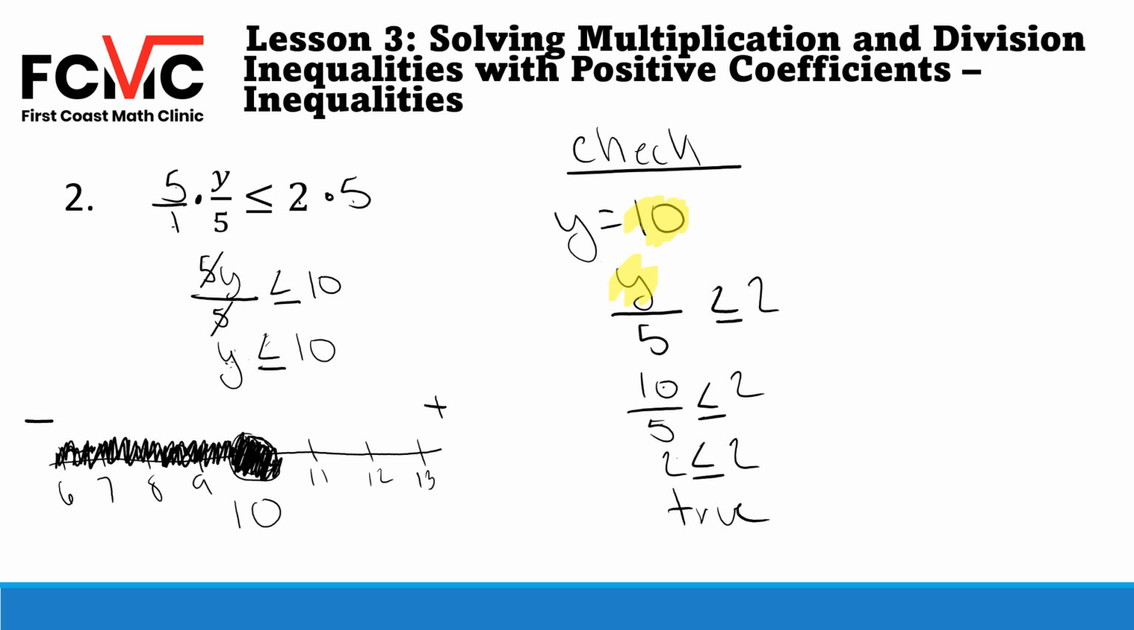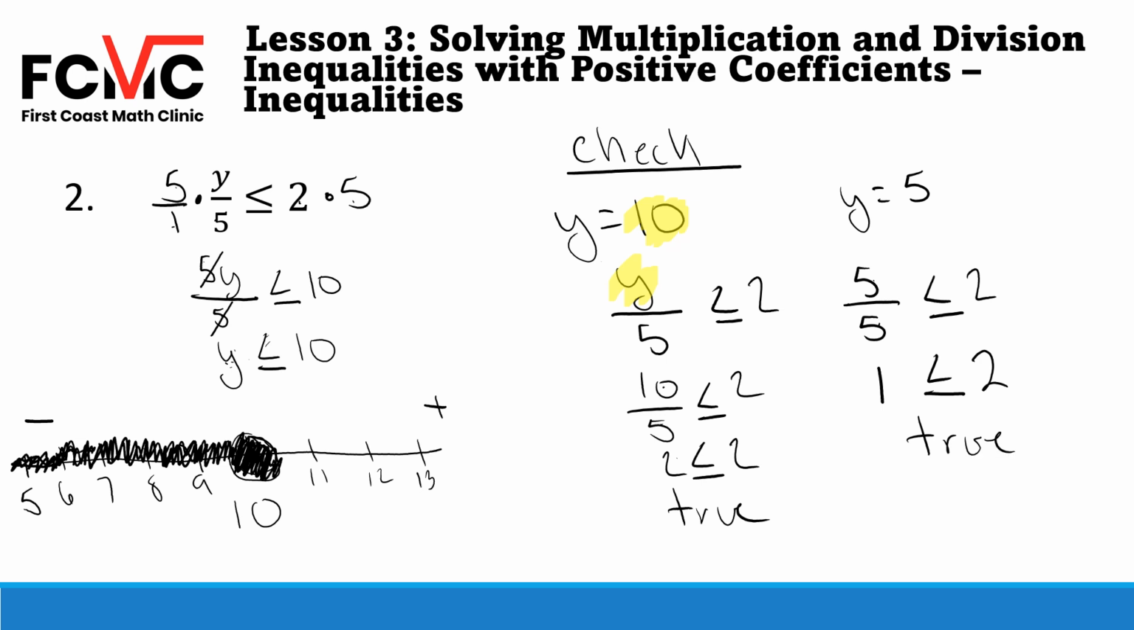Let's pick another value, right? If I continue this, we know we're going to have 5 in the solution set as well. So I could pick 5 as well, and then do 5 over 5 is less than or equal to 2. 5 divided by 5 is 1. 1 is less than or equal to 2, which is true as well.